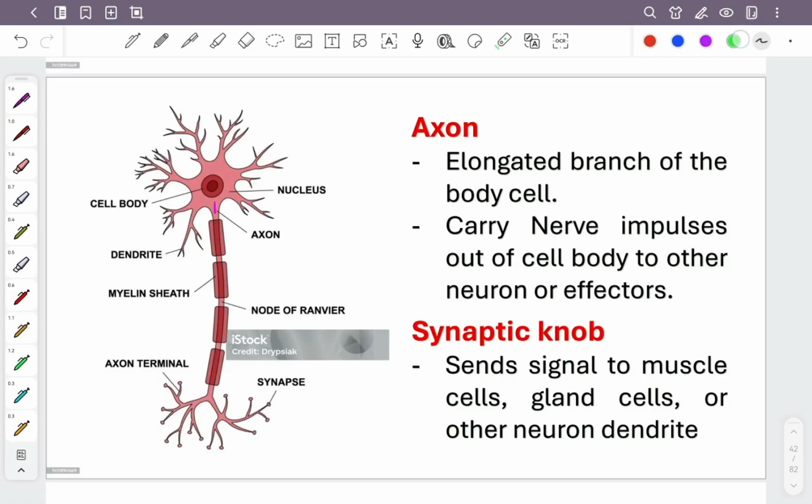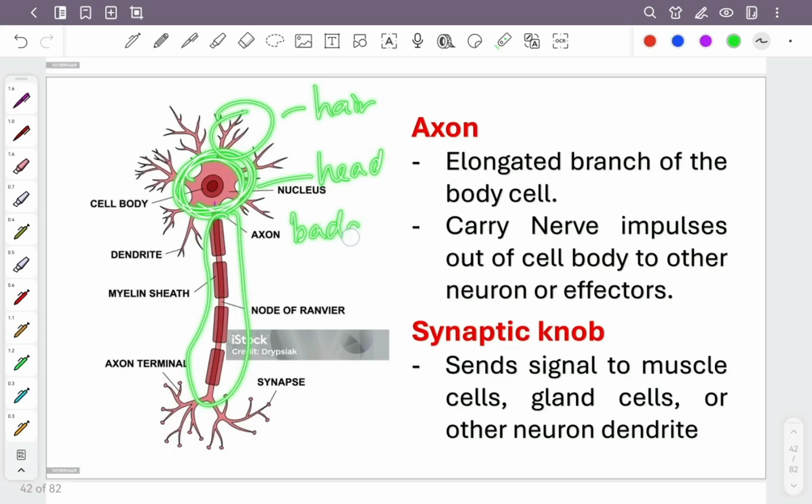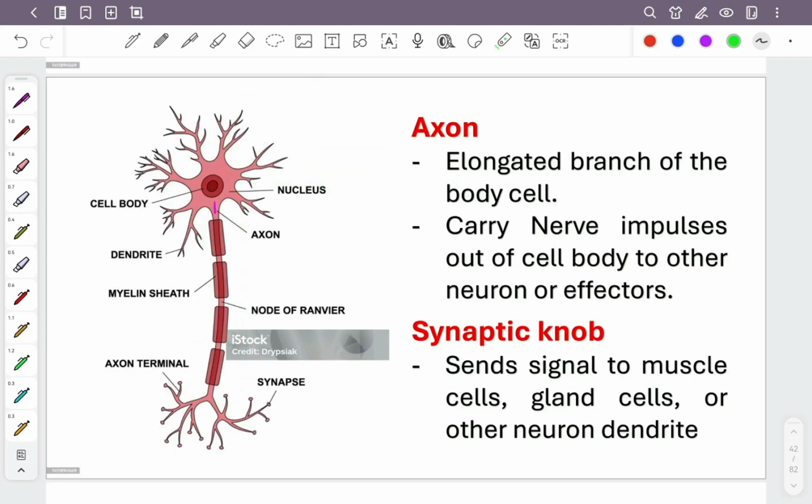If you can see, it's like the body. You can imagine this is your head, this is your hair, correct? Then this is your body. This one is the whole body. Okay? Your body. So the axon is the body. This one, the straight line here, until the end of here, this one is the axon. It's the elongated branch of the cell body.